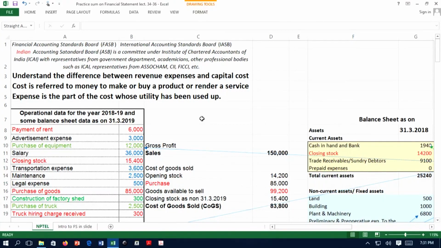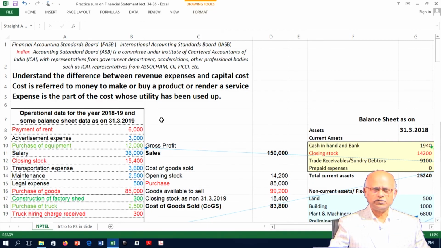Hello and welcome. We have seen preparation of profit loss account and balance sheet from given data. You can have a look at the data that is given: operational data and some balance sheet data for the year 2018-19, and balance sheet data as on 31/3/2019. Our job is to prepare the profit loss account, balance sheet and cash flow statements.